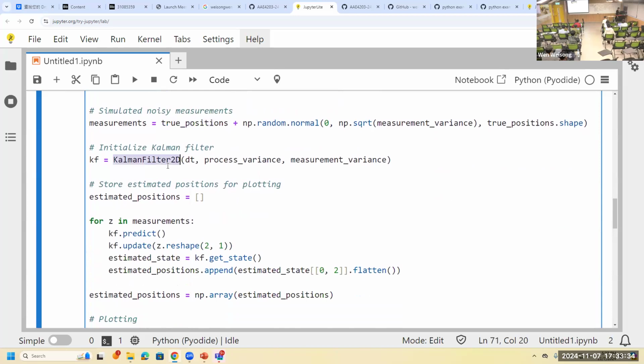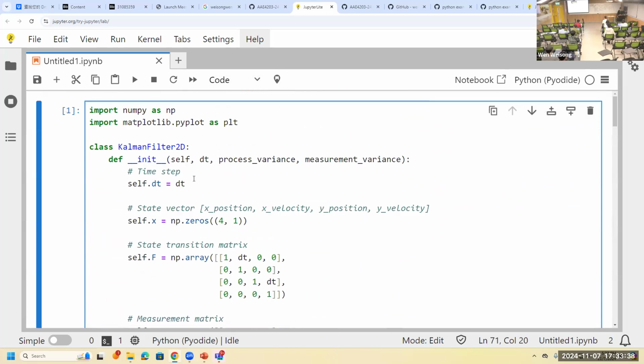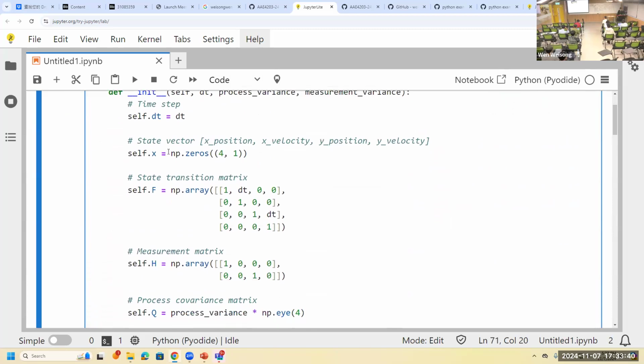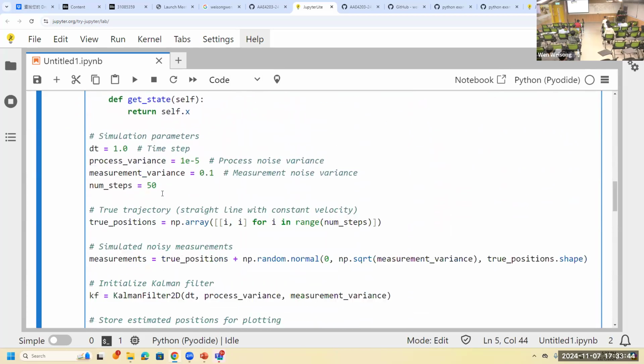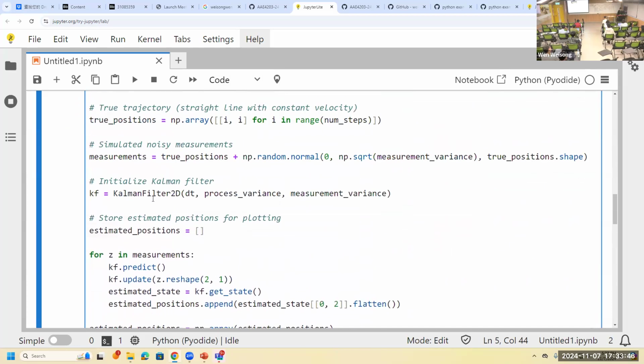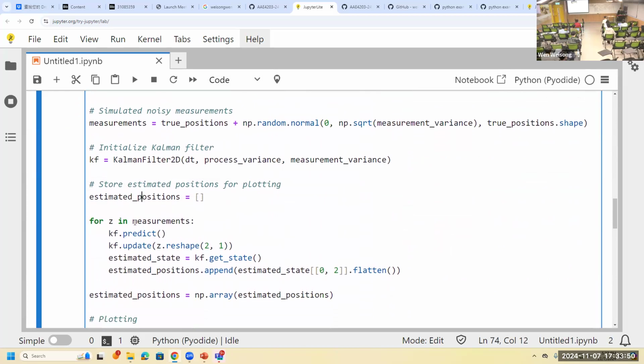So the first part is to initialize the Kalman filtering. Let's go back to this one to initialize some parameters, for example delta and process noise. Then estimate position. If you look into this function, it tries to update your states step by step. For each Kalman filter, it does the prediction first. Prediction means the two equations. Then it does the updates.